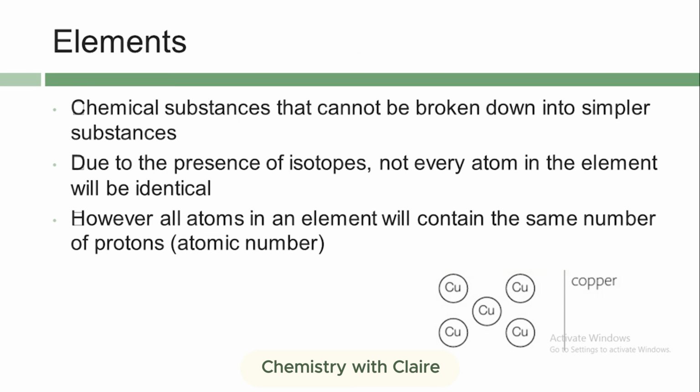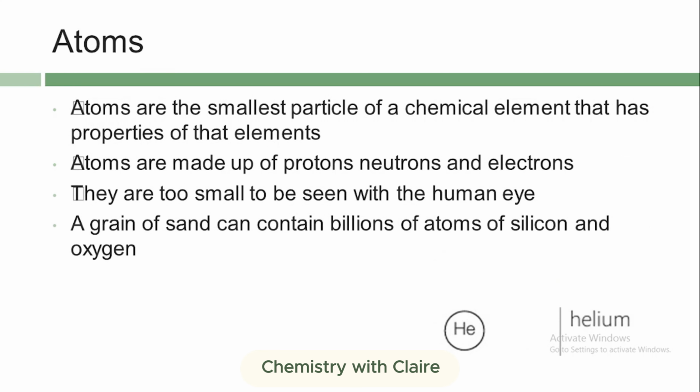So here we have elements such as copper. Here we can see in the diagram how all the atoms are the same. An element is a substance that cannot be broken down into simpler substances, and all the atoms will be the same unless it has isotopes. In that case, the atoms will not be exactly identical, as they will have the same proton number, but a different number of neutrons.